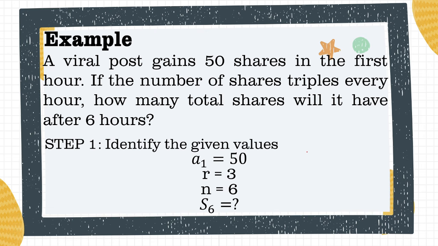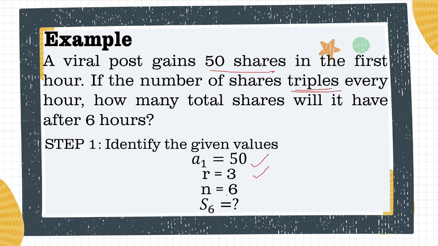Next, another example. A viral post gains 50 shares in the first hour. If the number of shares triples every hour, how many total shares will it have after 6 hours? Let's identify the given values. In the first hour, how many shares? We have 50 shares, so a of 1 is 50. If the number of shares triples every hour, it will be times 3, so your common ratio is 3.